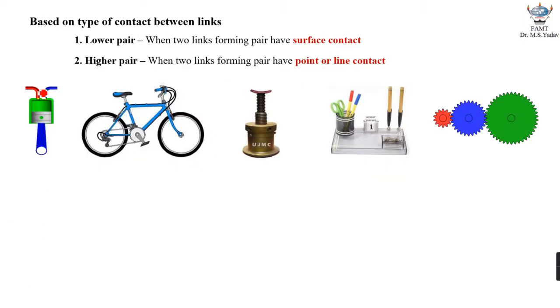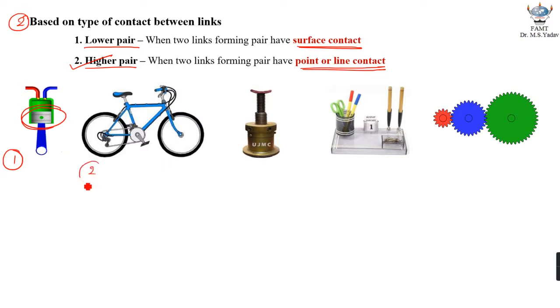The second classification is based on the type of contact between the links. So you will have a lower pair or you will have a higher pair. When two links forming a pair have a surface contact, then the pair formed is called a lower pair, and if you have a point or a line contact, then the pair formed is called a higher pair. Now there are a number of examples shown right over here. This is the first one, piston and cylinder. If you notice, between piston and cylinder there is a surface contact, so it is a lower pair.